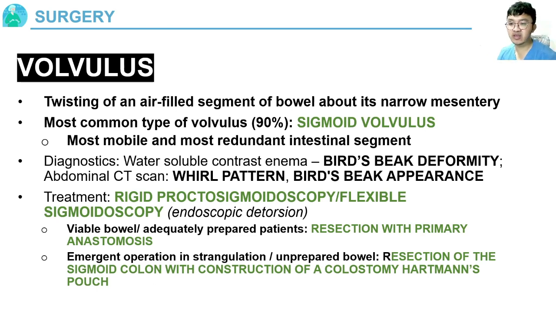In patients with viable bowel and who are adequately prepared, you can do resection. You still need to resect that part of the sigmoid colon or the cecum which has undergone previous volvulus, but you may anastomose. In patients who have volvulus with unstable vital signs, a very surgical abdomen, where intraoperatively you identify that the bowel is very ischemic, there's peritonitis already, and it's unprepared, you can do resection of the sigmoid colon with construction of a colostomy or a Hartmann's pouch, okay, rather than an anastomosis.